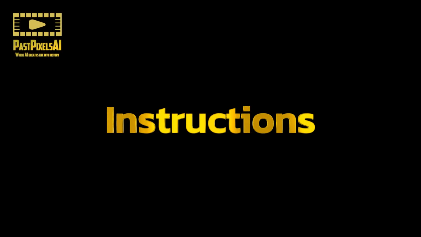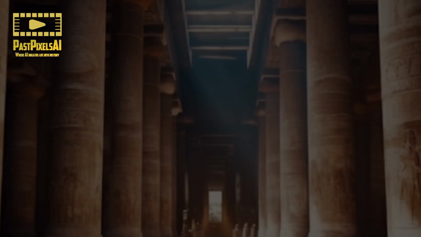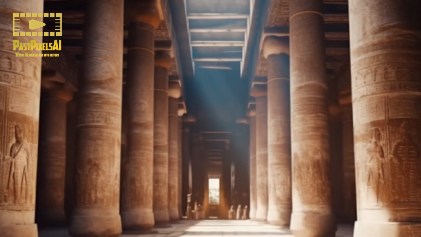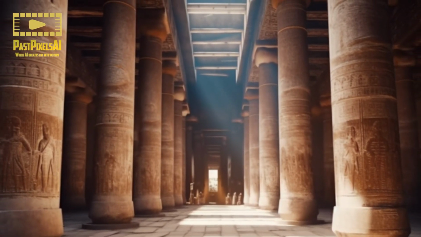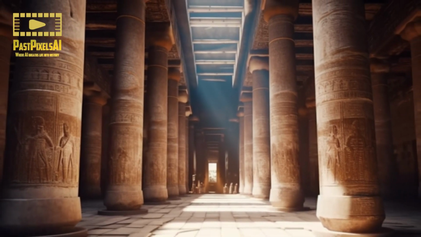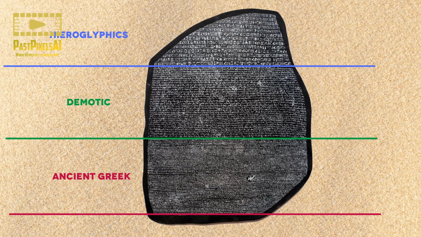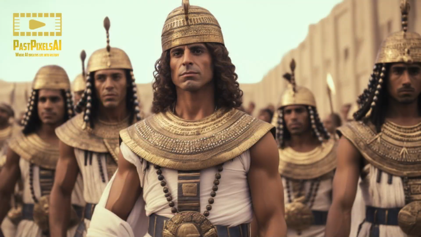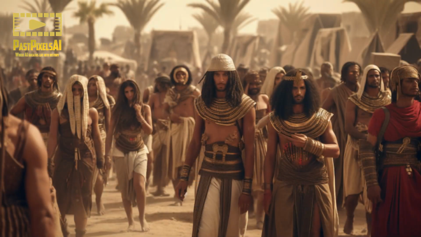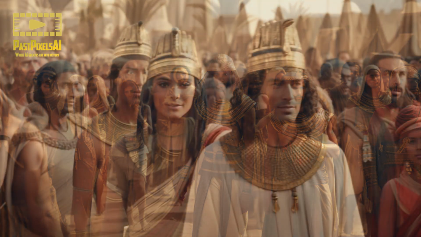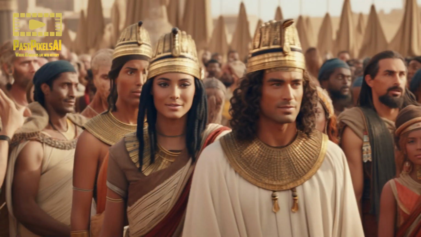Instructions for the decree's display. The decree specifies that it should be displayed in every temple of the first, second, and third rank throughout Egypt. This is where the significance of the three scripts comes in. It ensured that the decree was readable by priests who could read hieroglyphs, the literate Egyptian population familiar with demotic, and the Greek ruling class and officials.